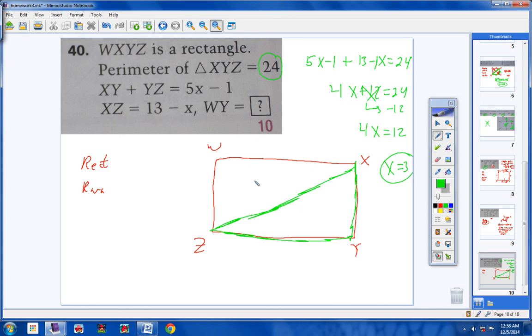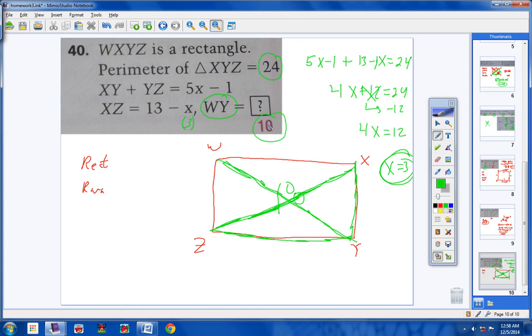What do we know about rectangles? We know their diagonals are congruent. They want us to find the length of WY right here. Well, guys, the length of WY is the exact same length as CX. So let's find the length of CX, okay? And here it is. XC is 13 minus X, right? And what is X? 3. So put a 3 here. 13 minus 3 is 10. So XC is 10. But hold on, if XC is 10, then what is WY? It's 10 also. So the measurement of WY is 10.